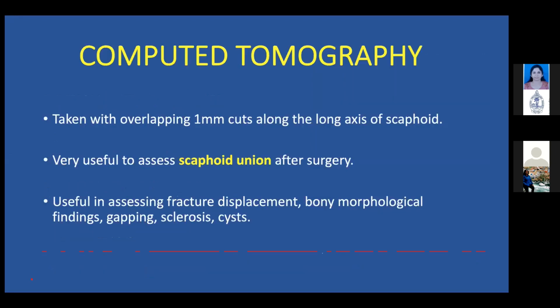Next comes the CT. CT is taken with overlapping 1 millimeter cuts along the long axis of the scaphoid. It is very useful to assess scaphoid union after surgery, and is also useful in assessing fracture displacement, bony morphological findings, gapping, sclerosis, and cysts.